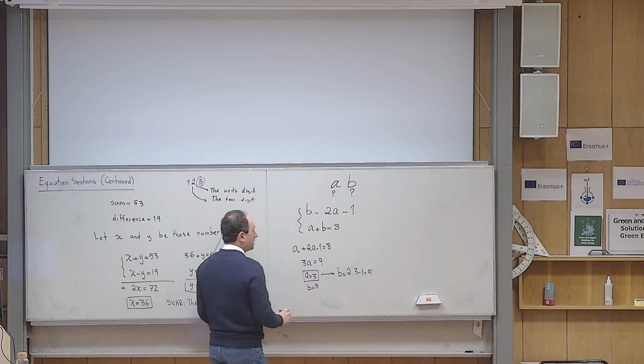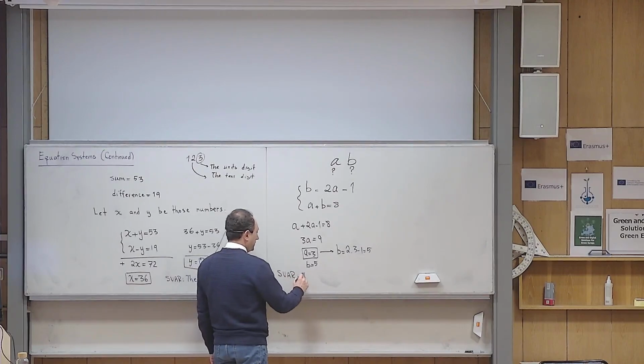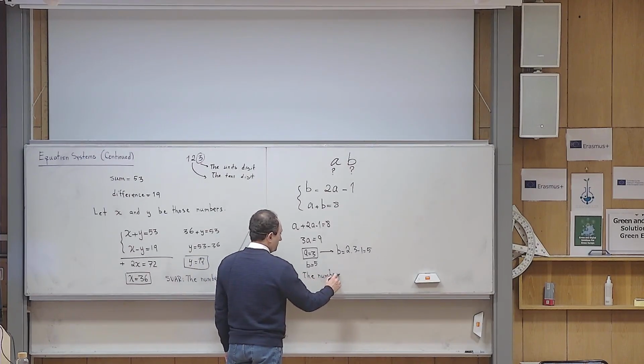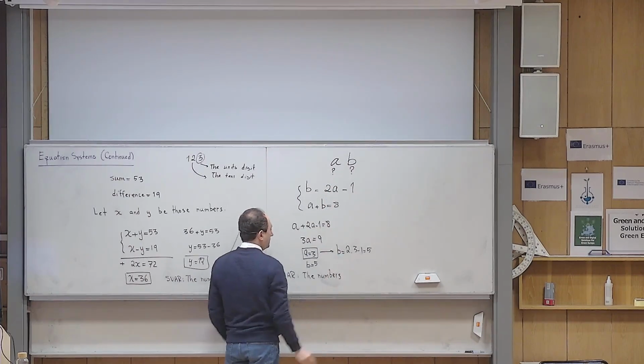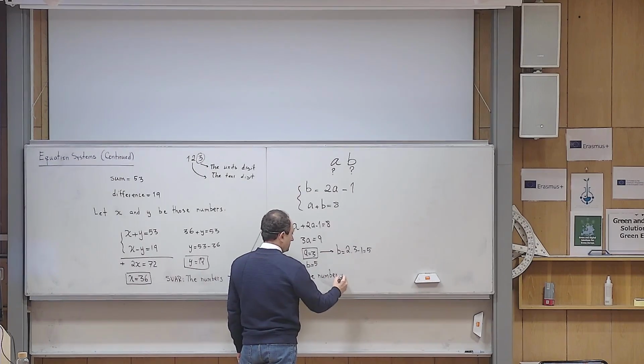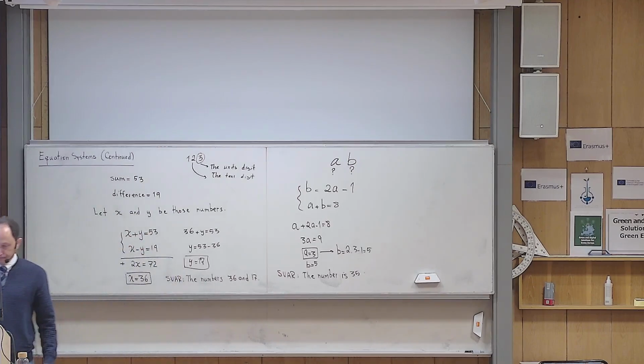So what is that number then? So the answer, the number is AB, but A is 3, B is 5, so the number is what? 35. Yes? So that's also simple.